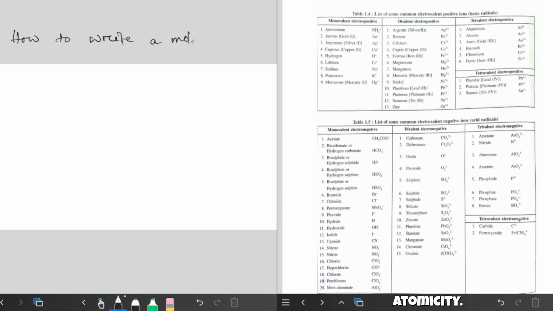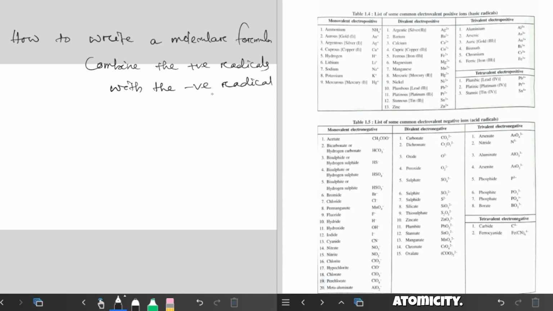This is very simple actually. For that you need to understand these radicals, which means you have to memorize them, and you will revise again and again. There is a simple fundamental trick: combine the positive radicals with the negative ones. If you know how to do this, then writing a chemical formula will be easy for you.